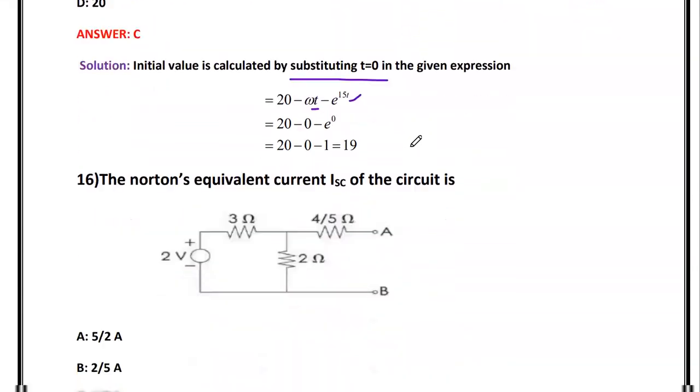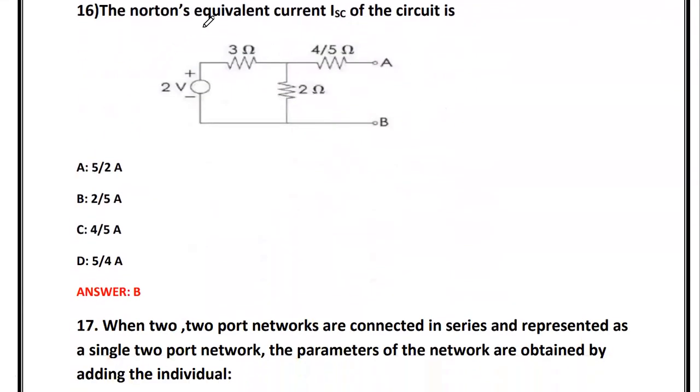Then the next question: the Norton's equivalent current ISC of the circuit is dash. This is the given circuit. In this, we have to find the Norton's equivalent current across terminals A and B. So what does ISC mean?